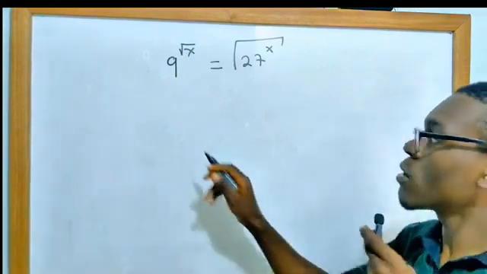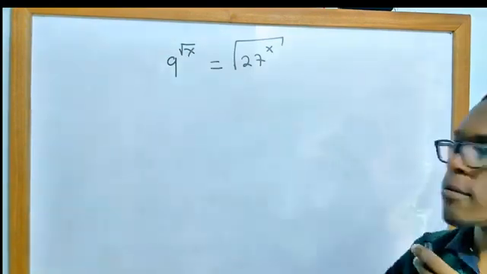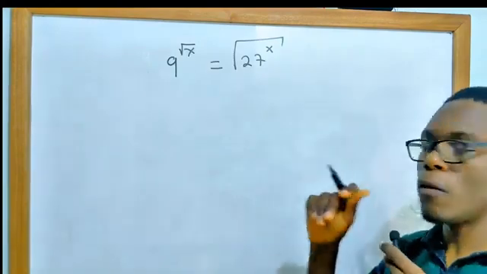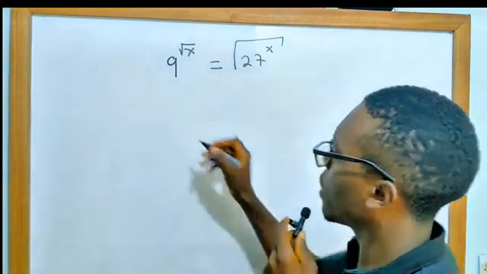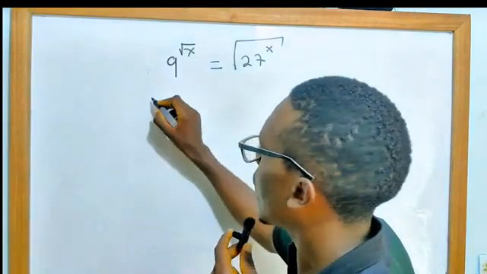Okay, we're having this nice Olympic math question to solve for x. How can we solve this? Okay, let's apply the basic principle of indices and logarithm here. We know that 9 can be expressed as what?